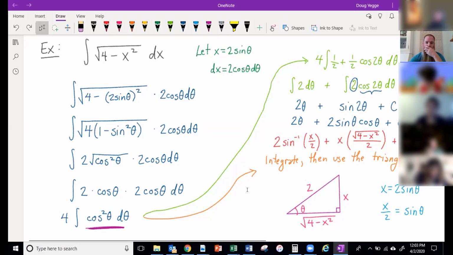I'm kind of having a little brain fart. Like, how did you get from sine 2 theta to 2 sine theta cosine theta? That's the double angle formula for sine. Sine 2 theta is 2 sine theta cosine theta.